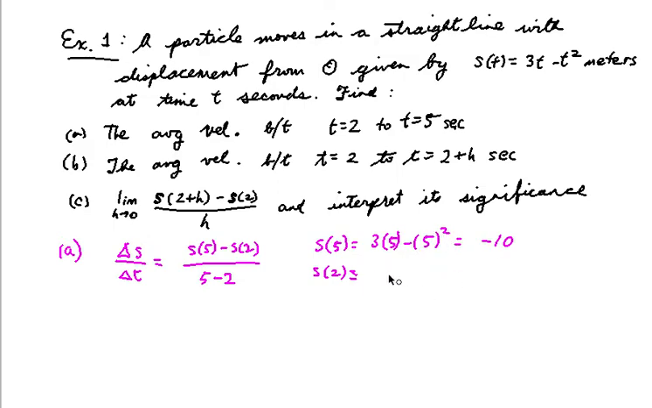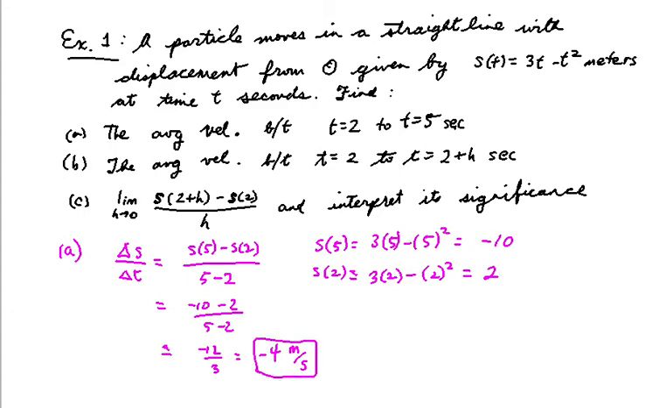S of 2 would be 3 times 2 minus 2 squared. So that'd be 6 minus 4, so that'd be 2. All right, so if I take the difference of these, let's plug that back in. If I put minus 10 minus 2 all over 5 minus 2, I end up with minus 12 over 3, which is minus 4. So minus 4 is my velocity. Notice that there's a minus sign. So it's minus 4 meters per second. That would be my average velocity.